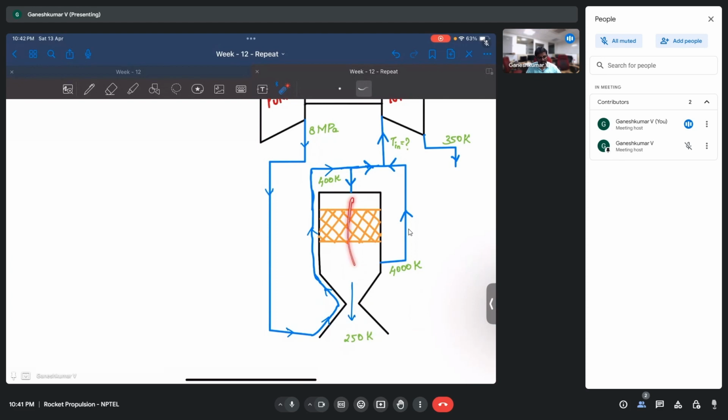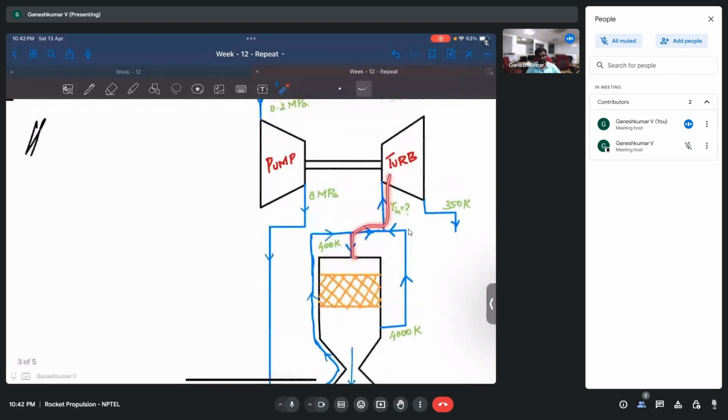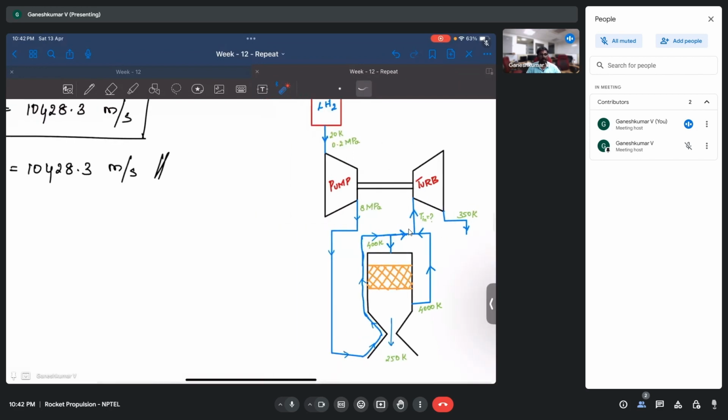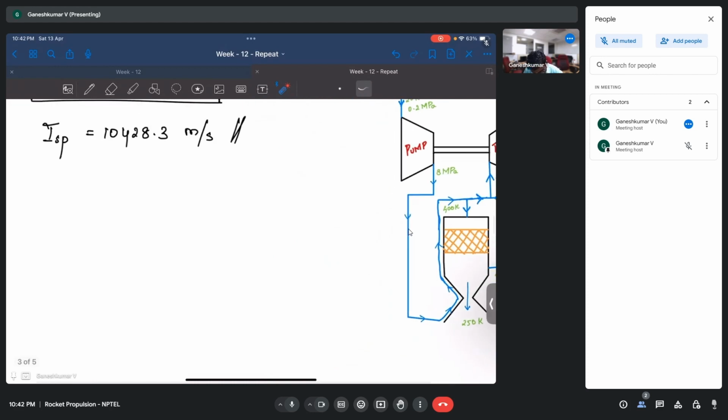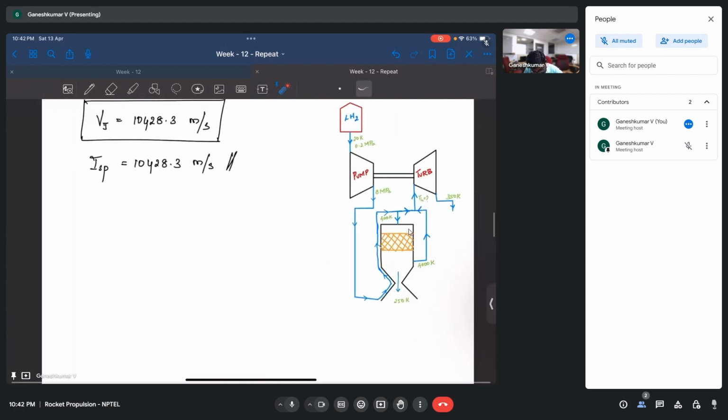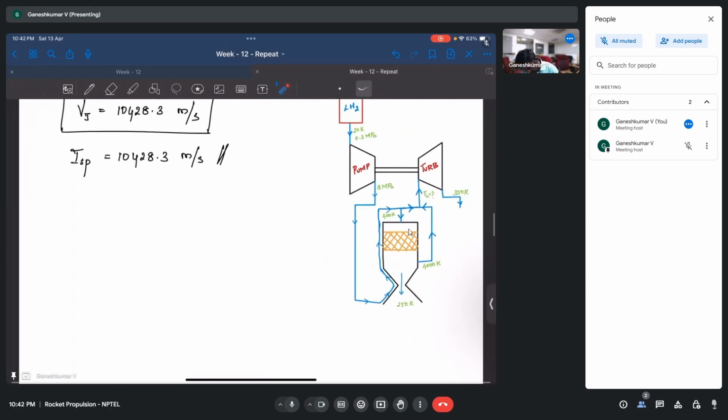And this mass flow rate is not the total mass flow rate, which we all agree, because some of the mass flow rate is taken for the turbine also, right? Some of the mass flow rate is taken for the turbine, and whatever the turbine outlet is, we are going to ignore that. So the mass flow rate through the reactor will not be the same as the total mass flow rate. On that note, let's try to find the mass flow rate through the reactor.